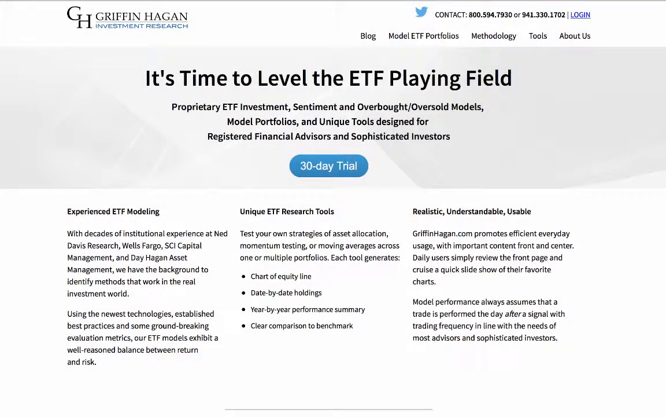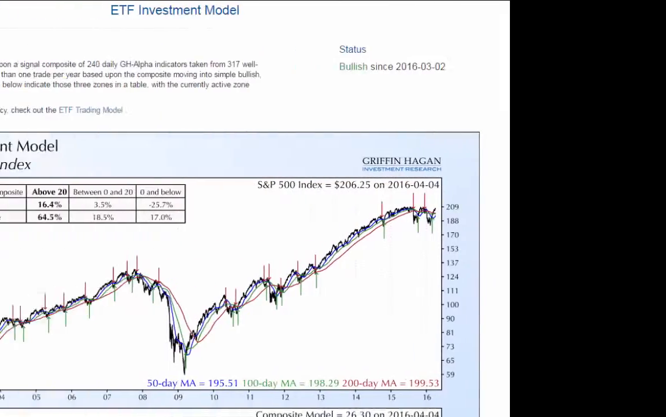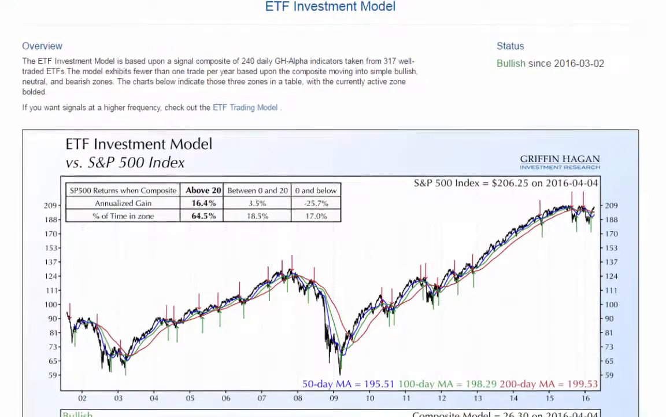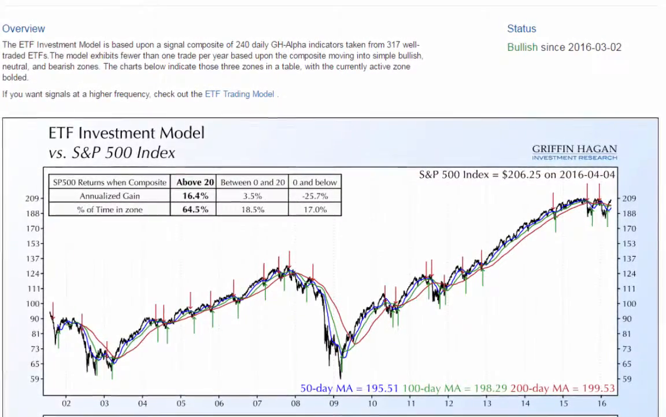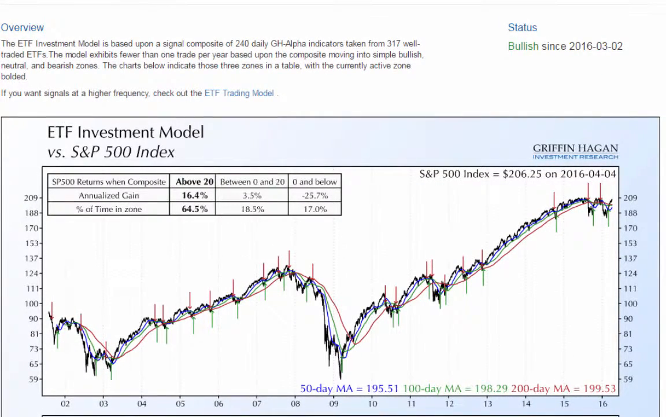This is our video for the ETF investment model. The ETF investment model is based upon a signal composite of 240 daily indicators for each of 317 ETFs. In other words, we have 240 times 317 indicators within this model.